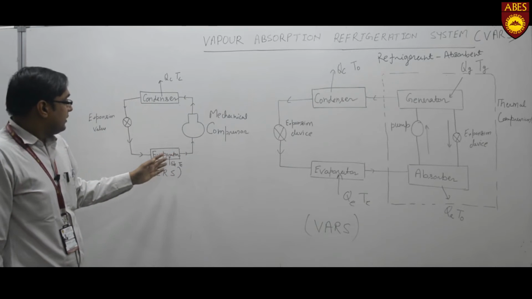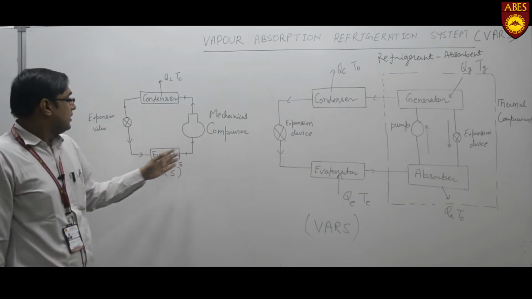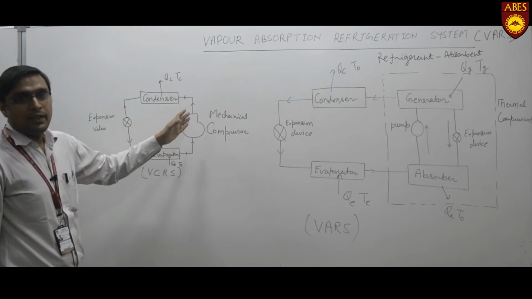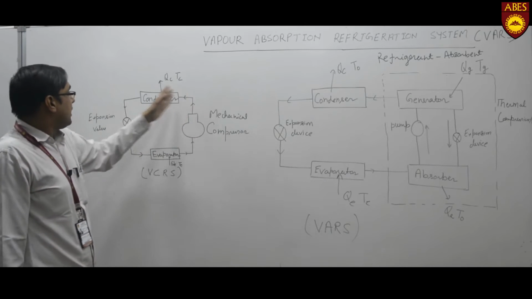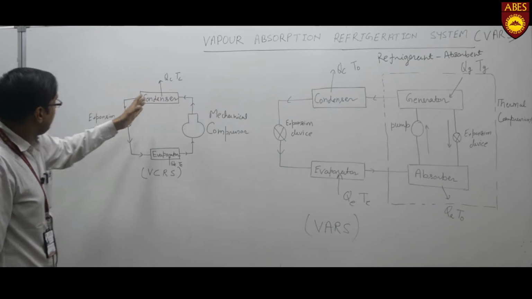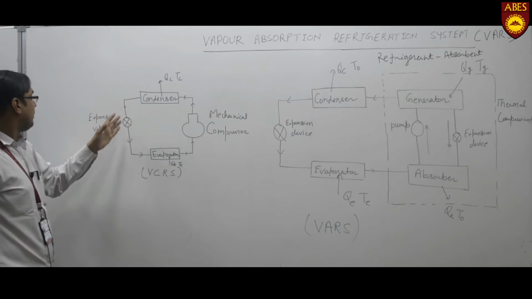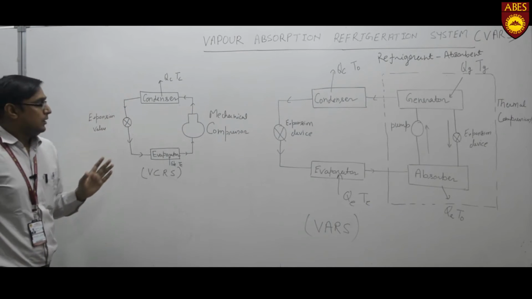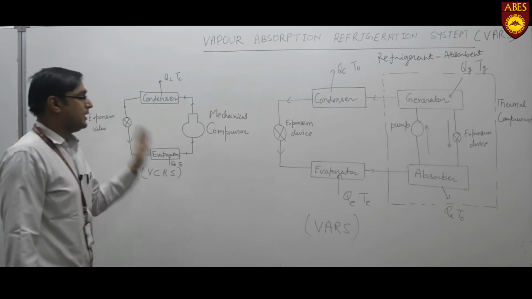Refrigerant vapor at low temperature and low pressure comes out from the evaporator and goes to the mechanical compressor, where it is compressed to high pressure, high temperature, and again goes to the condenser where it is condensed, and then its pressure is reduced by throttling in the expansion valve, and it again goes to the evaporator for extraction of heat energy. This is the basic VCRS cycle.